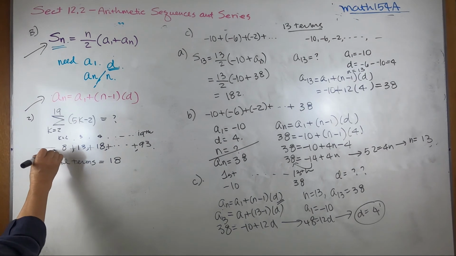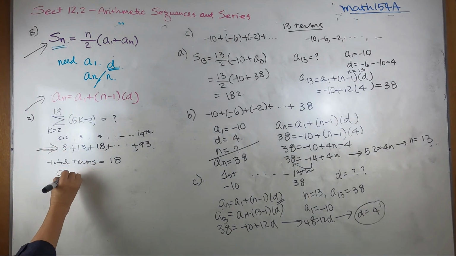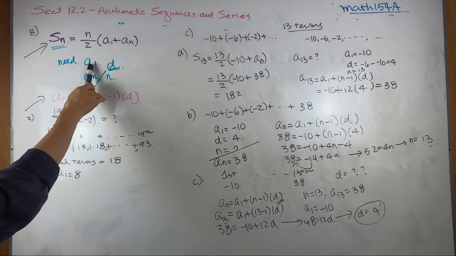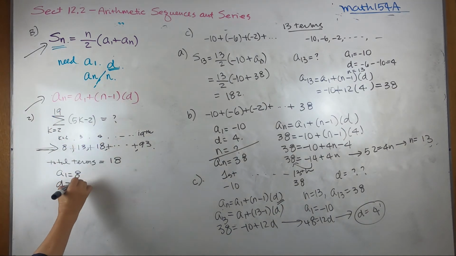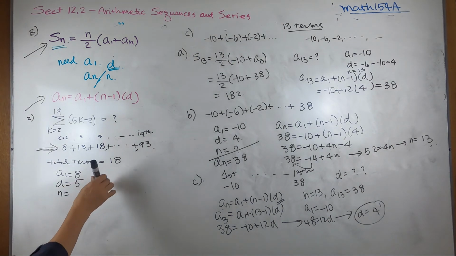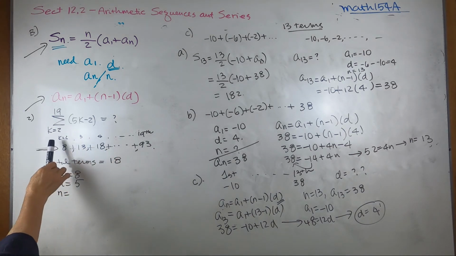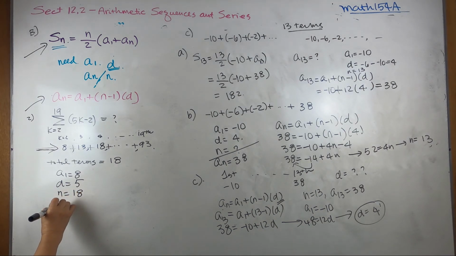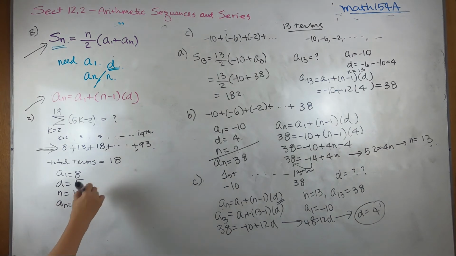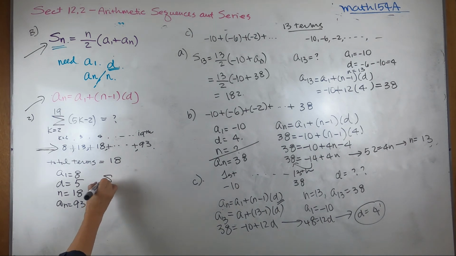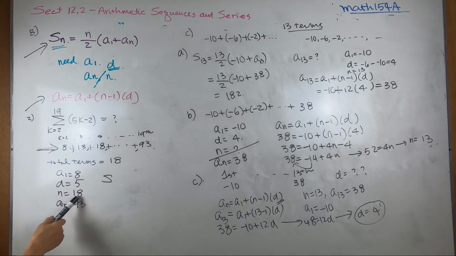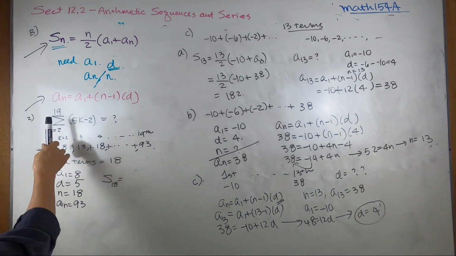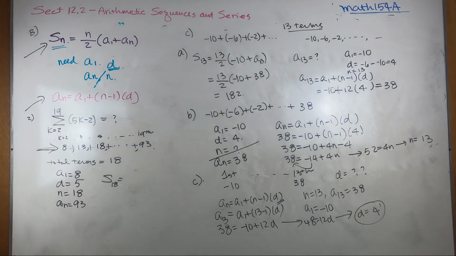So if we wanted to do the sum on this one, what's your A1? That's your 8, right? We need A1. What's your D? You add 5. What's your N? N is the total terms from the 2nd to the 19th, total 18 terms. Then what's your last term? That's your last term, right? Then we want to find the sum of how many terms? Actually, it's 18 terms, as 18.